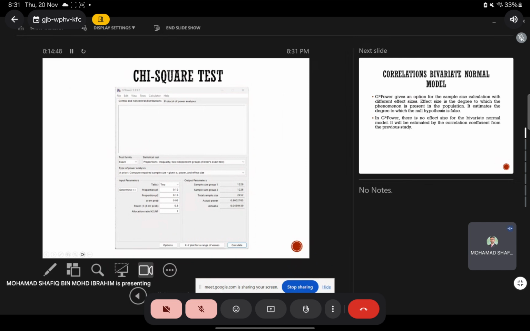Now for the test family you need to select exact, with proportions: inequality, two independent groups, Fisher's exact test. With the type of power analysis, select a priori: compute required sample size, in order to get the sample size. For the proportions, P1 is the prevalence 0.12 and P2 is 0.16, with alpha 0.05, as well as the power of study by default 80%, 0.8, and allocation ratio 1.